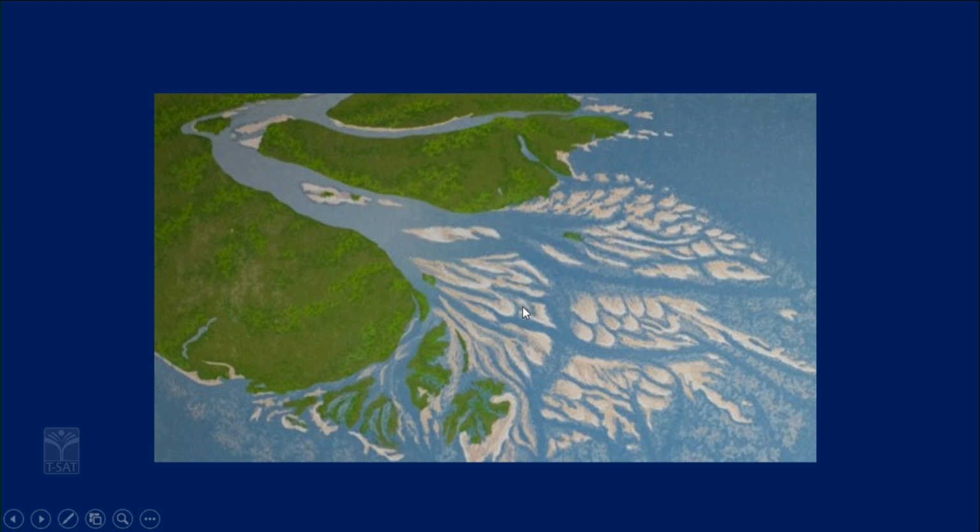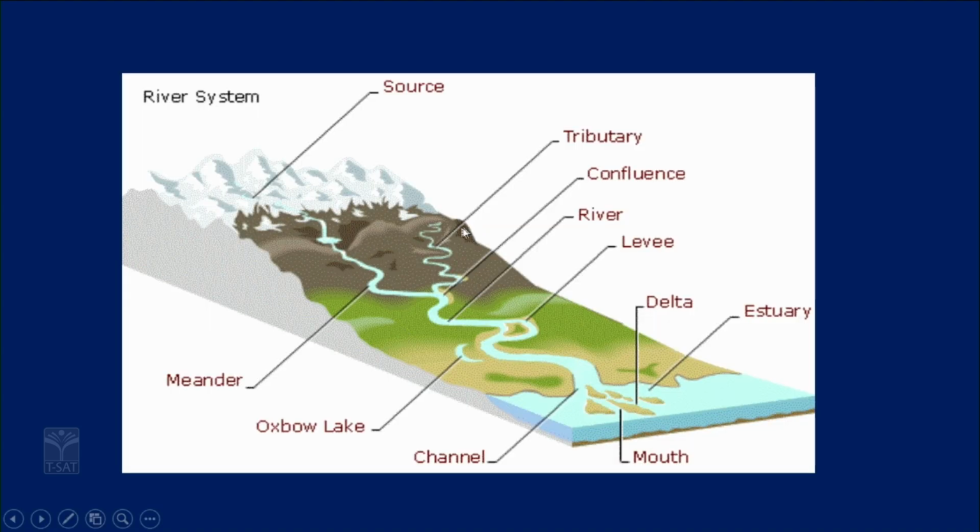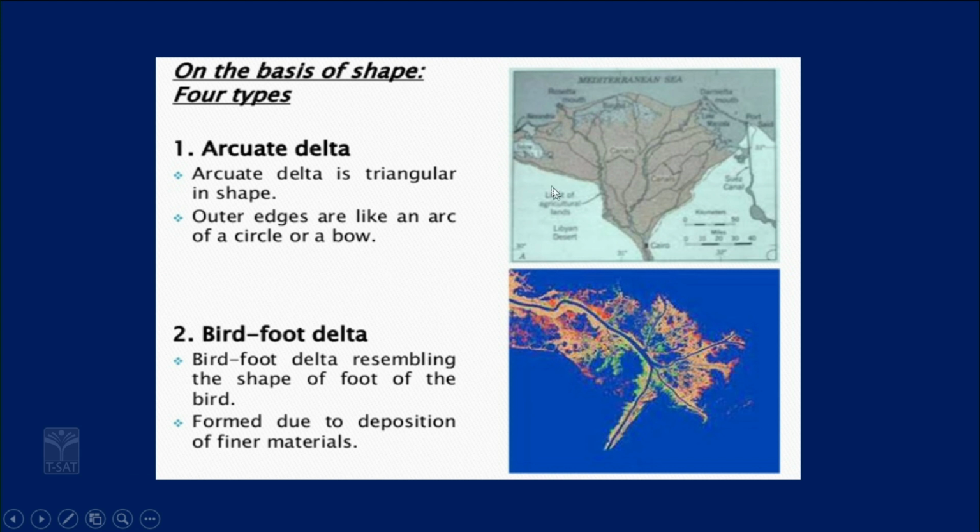So, this is how deltas are formed because of the deposition of weathered and eroded material at the mouth of the river. This is a region described as a river mouth, where the river is merging into the ocean. So, these are the different landform features from the higher elevated regions to the river mouth which we have discussed. Based upon the shape of the delta, they have been classified into the arcuate delta. When the edge of the delta is forming an arc, we call it an arcuate delta.